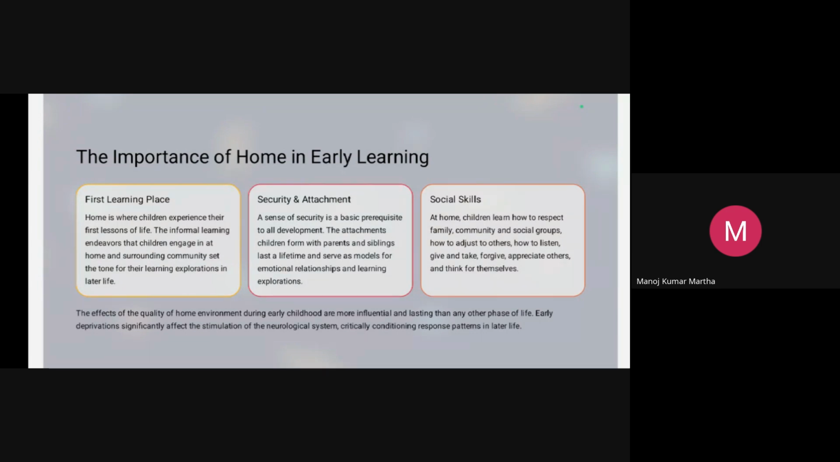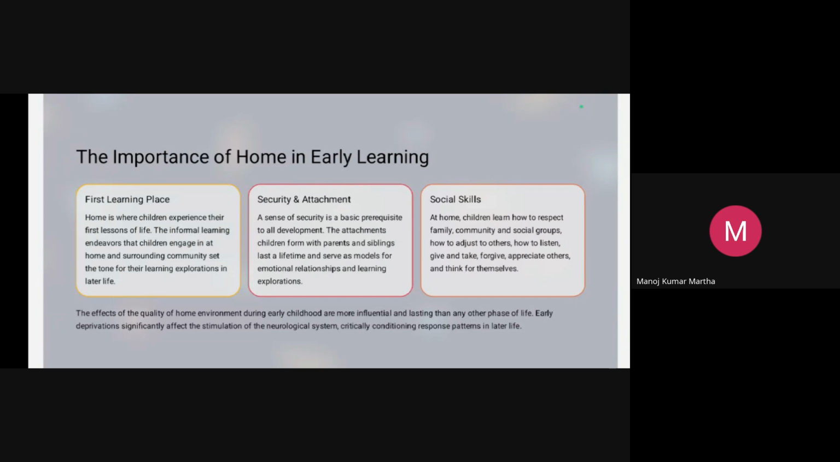So we can say that the child's security and basic needs are to be fulfilled by the family, and the attachment a child gets with his parents and siblings lasts for a lifetime and serves as a model for emotional relationships and learning exploration. These are basic things we need for the learning process, and we get them from the family.